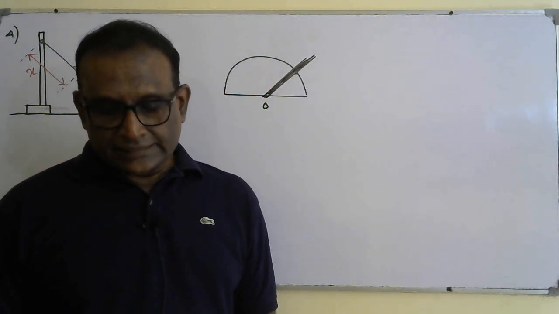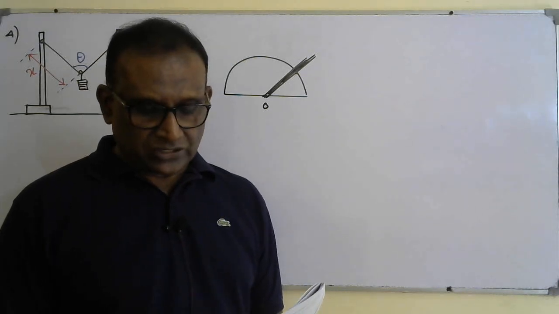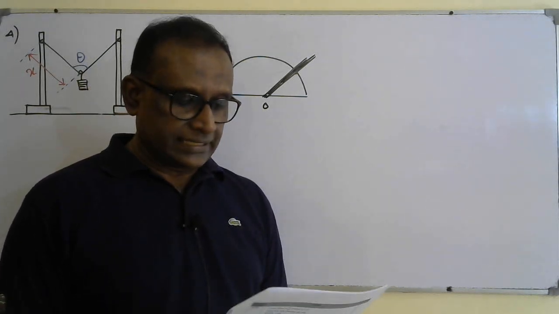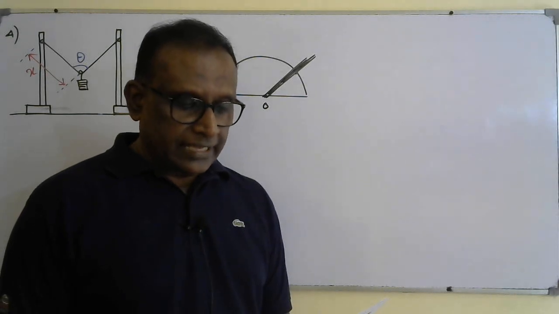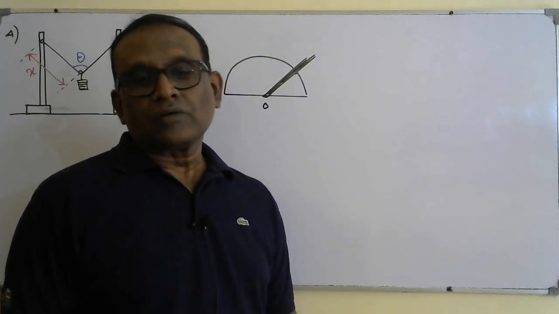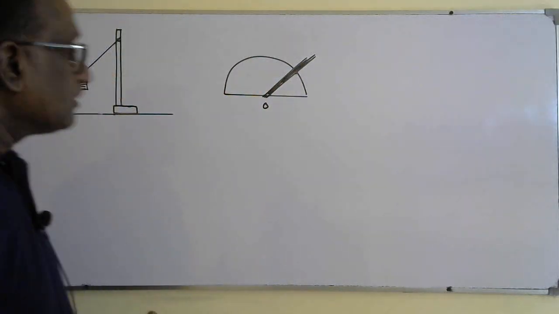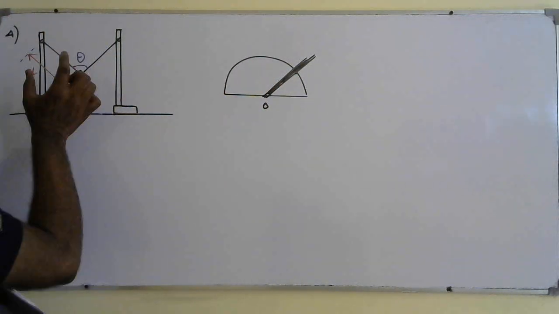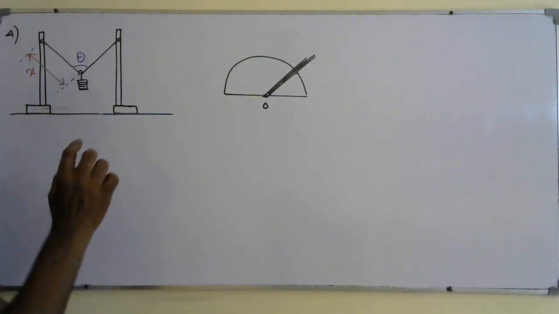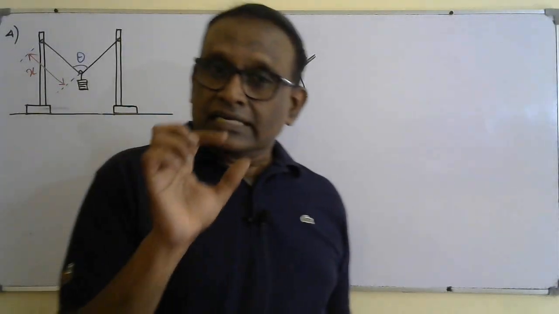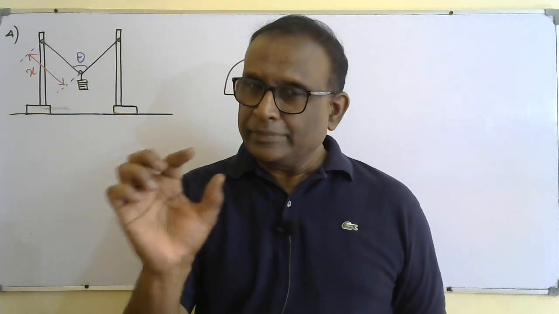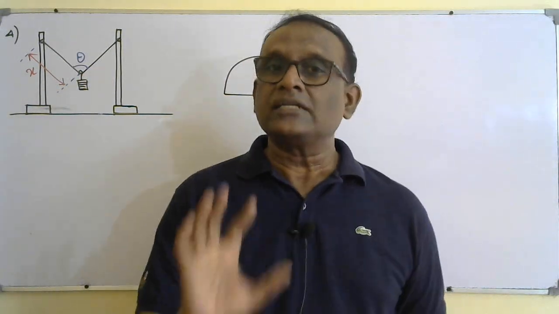B part, second part: suggest a modification to reduce the effect of one of these sources. So that means I said you might push it. To avoid pushing it, when you are taking the reading of the angle using a protractor, ensure the protractor is not touching the strings. So keep it very close, carefully, but not touching it.